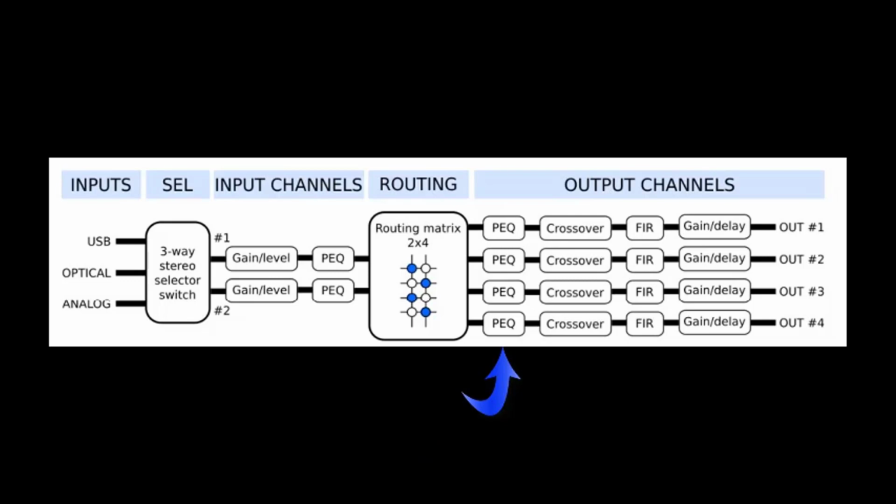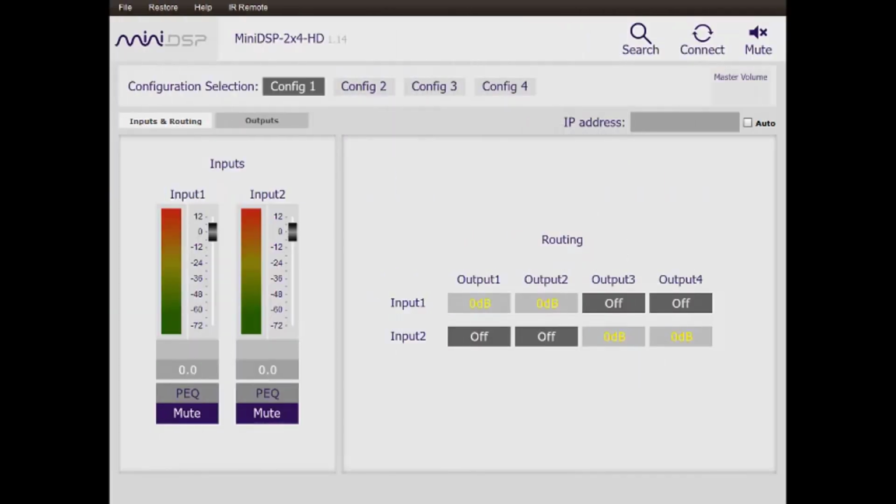The four outputs of the routing matrix enter another set of four parametric equalizers, which we'll discuss in more detail in a minute. Following the parametric equalizers, we enter four comprehensive crossover elements, which can be configured as high and low pass filters with varying slopes and filter shapes. Finally, the four output sections allow for adjustable gain, adjustable delay, channel inversion, as well as channel muting.